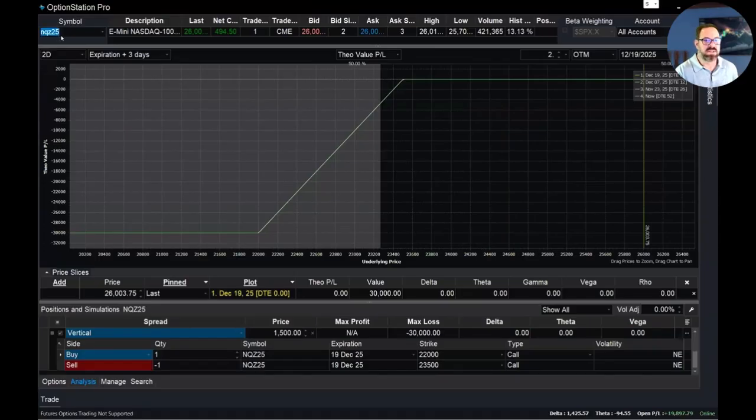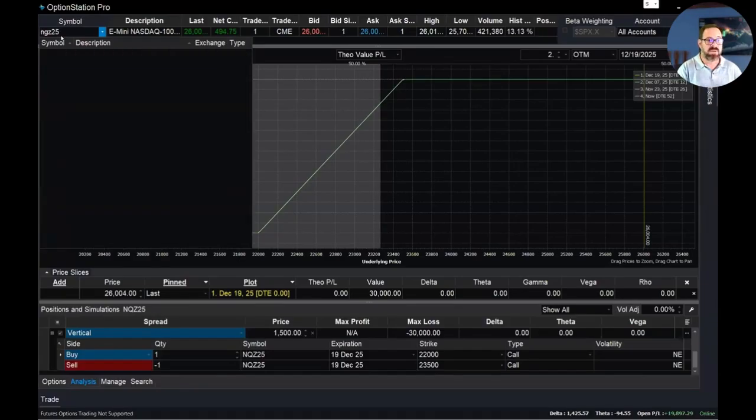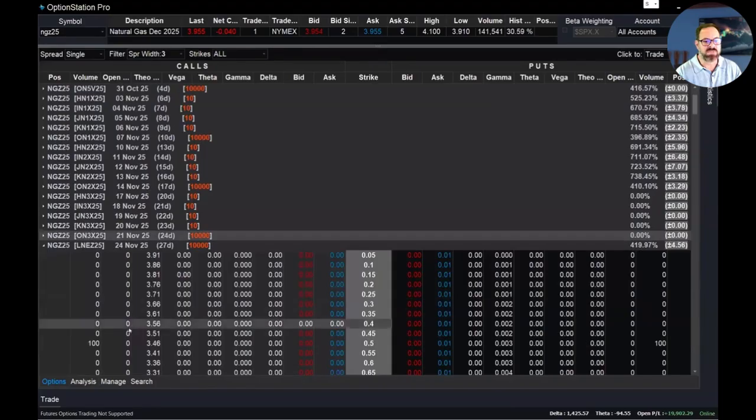And let's take a look at the options. NGZ25, going to the options itself. And let's see, we'll do LNEZ25. That's the monthly option.